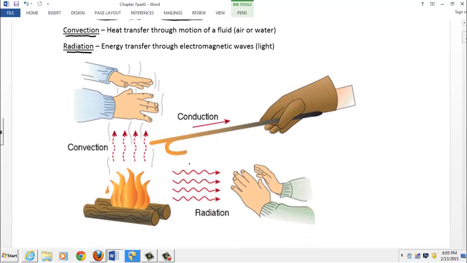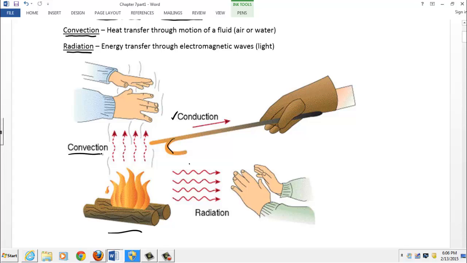So here's a little diagram showing a campfire and the three ways of energy being transferred from the fire to us. The first way was by conduction. So this guy's got this poker here and it's glowing red hot down here because it's getting really hot. And that heat is traveling up the metal rod and he's got a glove there so he didn't get burned. Conduction, direct contact with hot objects, transfers that heat.